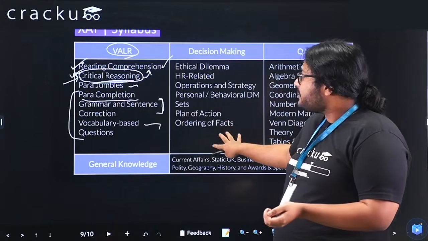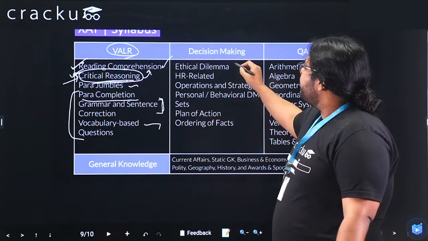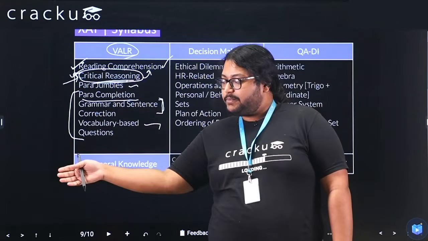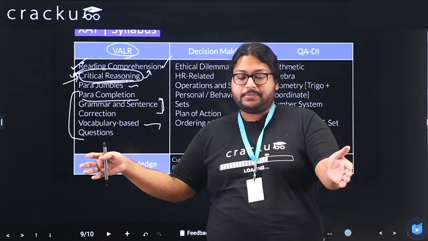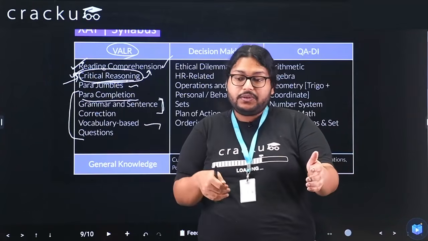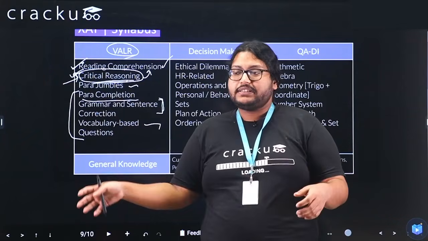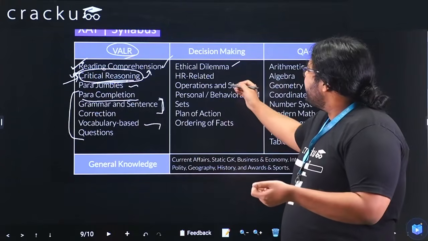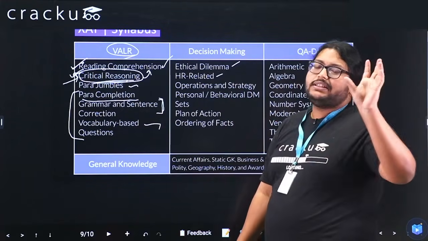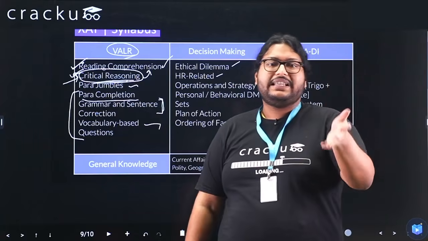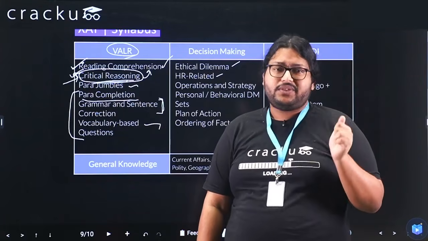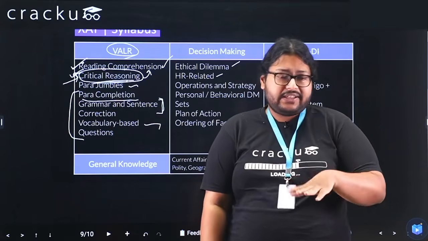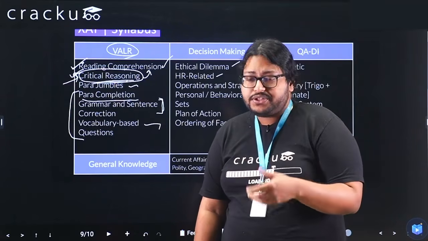Looking into the types of decision making sets that we can have, we have the ethical dilemma. If I do this, then this person is getting an advantage, but the other person is losing something. If I don't do this, then this person is losing something. So how do I make the decision? Those kind of things, ethical dilemma. HR related, let's say someone in the company was found to be stealing, accused of embezzling from the company. So what should the HR be doing? Should he fire him, or should she do something else?